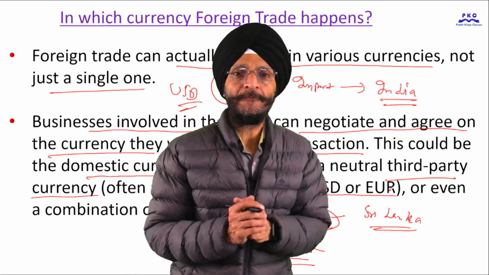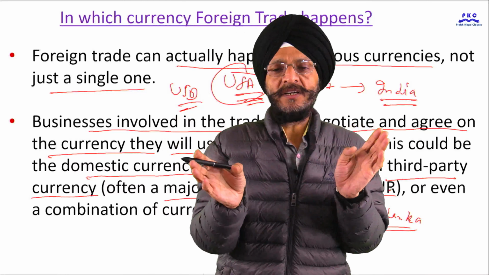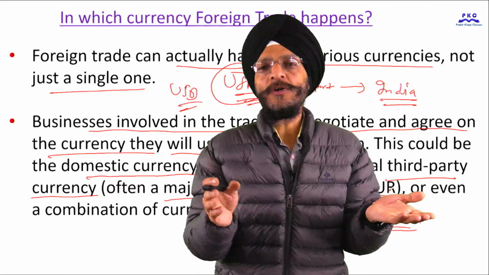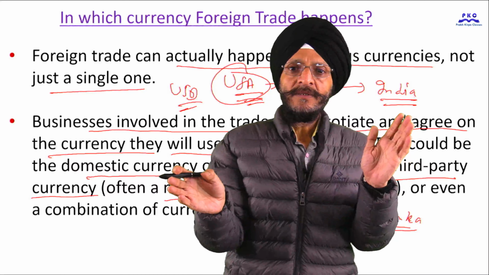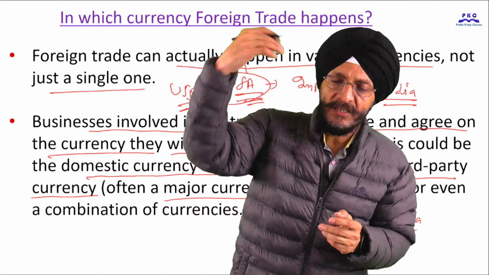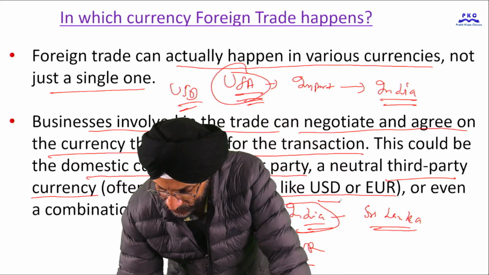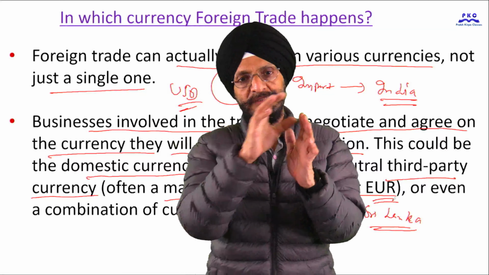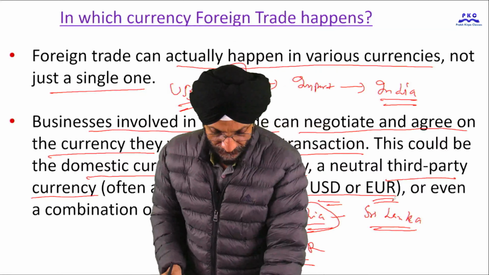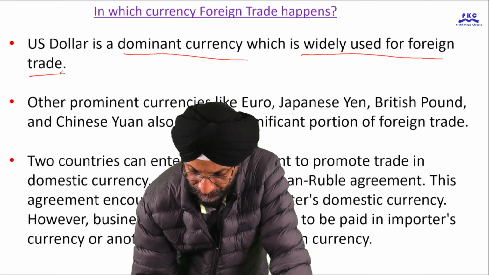Mostly it happens that when the businesses say that the currency of both the countries will not be accepted, neither importer country nor exporter country, the trade will not happen in both the currencies. It will happen in a third currency. Then what is the third currency? Third currency is normally the US dollar or euro, or even a combination of currencies. US dollar is the dominant currency which is widely used for foreign trade.